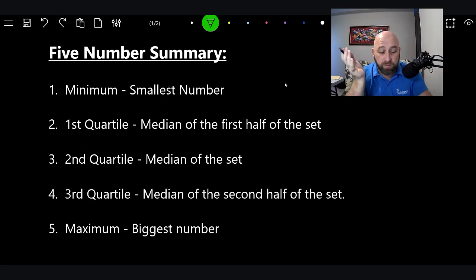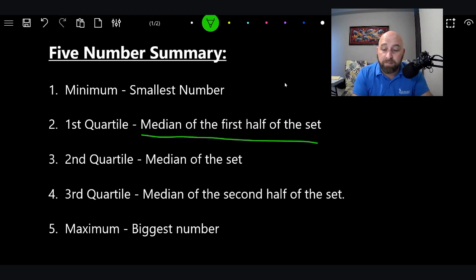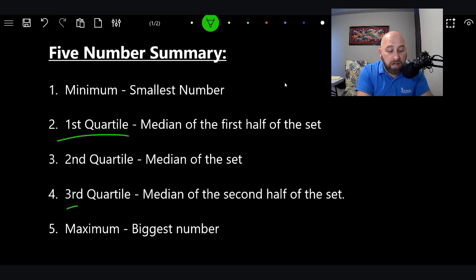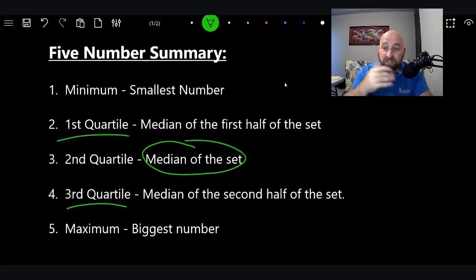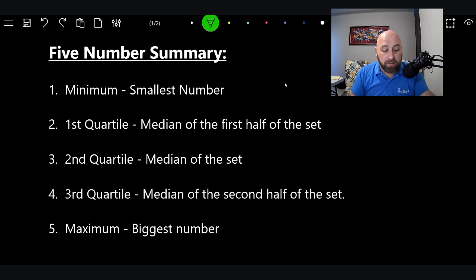Okay, here's the way it works. It's really simple. You take the median of the first half of the set. So you cut the set in half, take the median of the first half. That's the first quartile. You take the median of the second half. That's the third quartile. The median of the whole set, or the middle number, remember, that is going to be the second quartile. It's not as hard as you think, trust me. When we do one, you'll be like, oh, okay, no problem. I'm going to even teach you a couple little tricks here that might make you able to do it just a little bit faster.